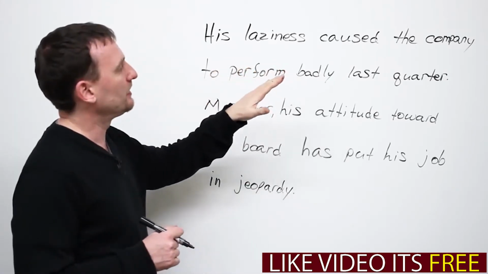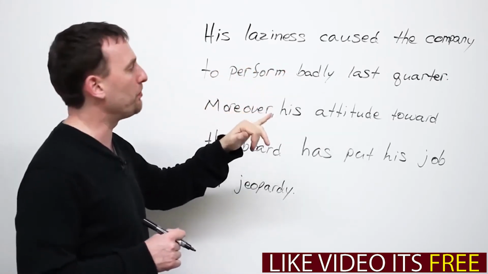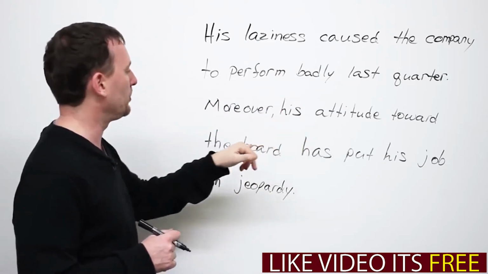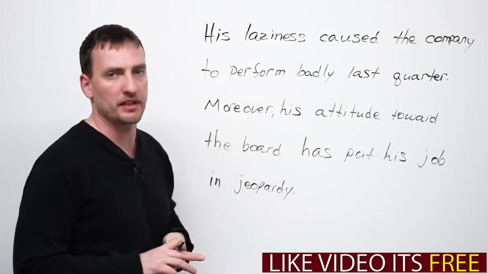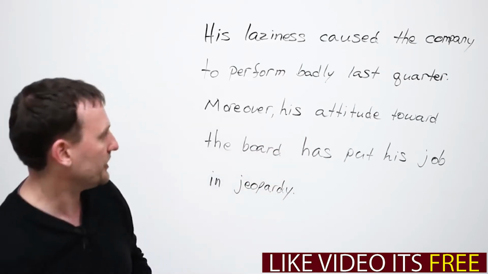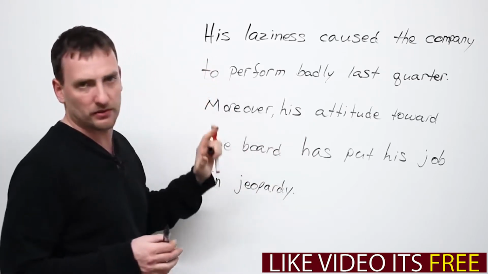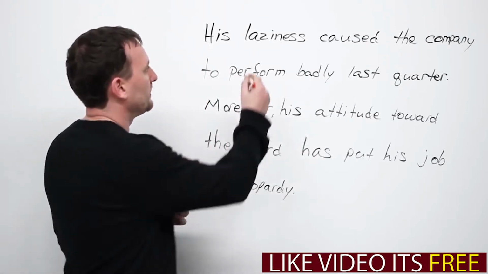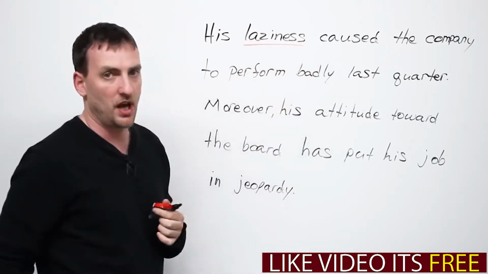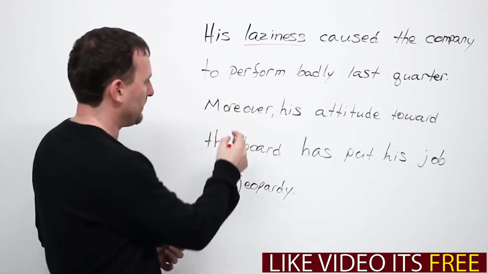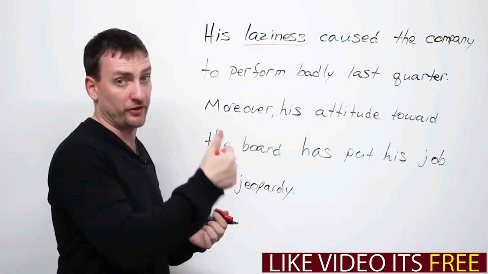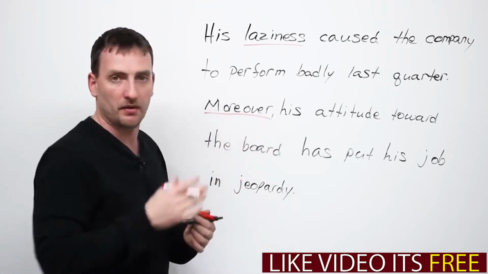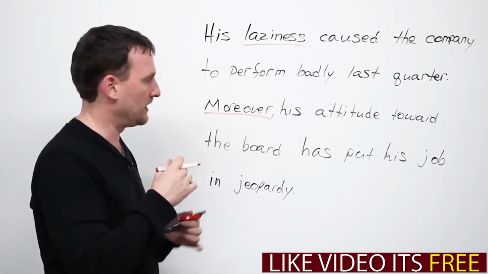His laziness caused the company to perform badly last quarter. Moreover, his attitude toward the board has put his job in jeopardy. Okay, so first, let's look at what's going on here. What are we talking about? We're talking about the person's laziness. What are we adding to this? Remember, here I put moreover, I could put furthermore. I can also put in addition. All three would be okay.